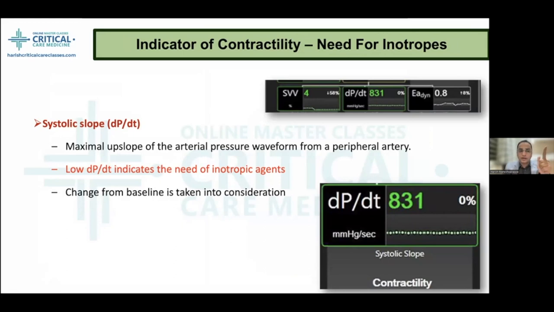So then we saw the dP/dt, which tells us that if it is low, the patient has reduced contractility and you need some sort of inotropic agent.